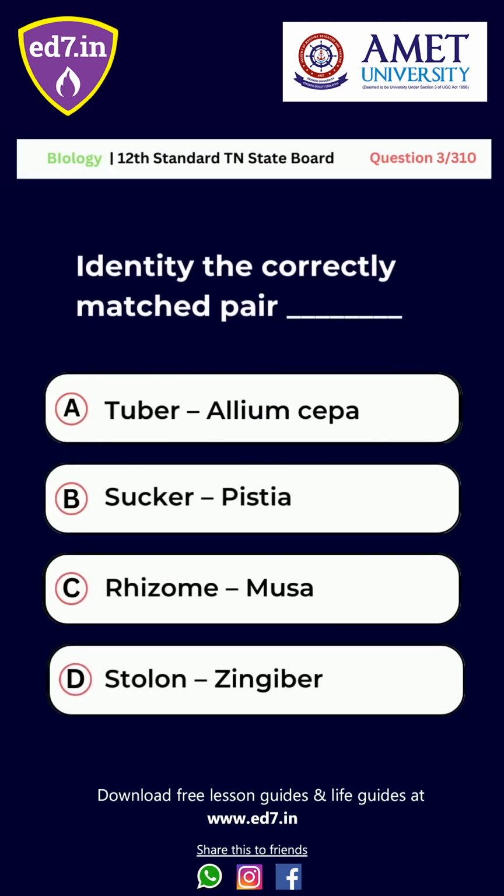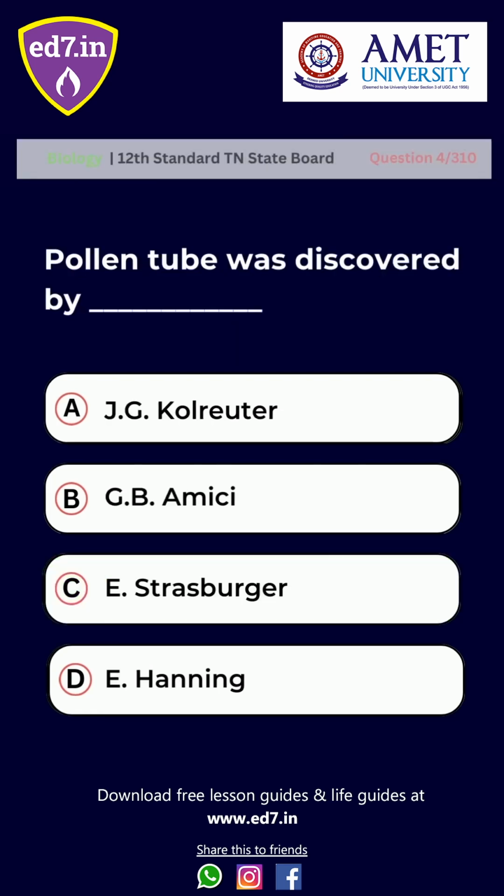Question number 3. Identify the correctly matched pair. Option A. Tuber, Allium cepa. Option B. Sucker, Pistia. Option C. Rhizome, Musa. Option D. Stolon, Zingiber. And the right answer for this question is option C. Rhizome, Musa.